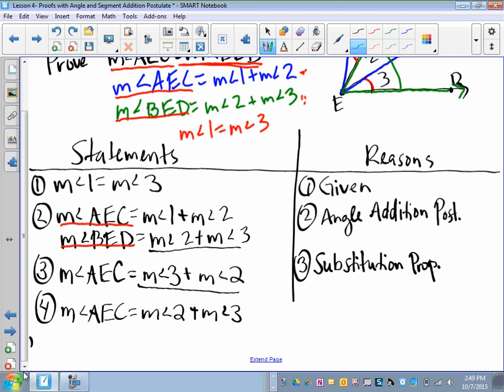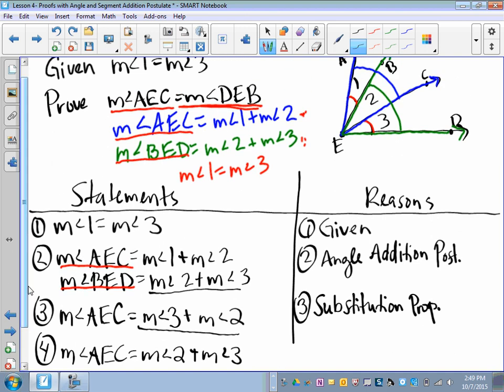Now, if you would have thought far enough ahead, you could have actually set it up from here, the measure of angle BED. You could have said it is the measure of angle 3 plus the measure of angle 2. So you could have anticipated that and saved yourself a step. But if you don't, that's fine. Just do that extra step there. And so that's my commutative property.